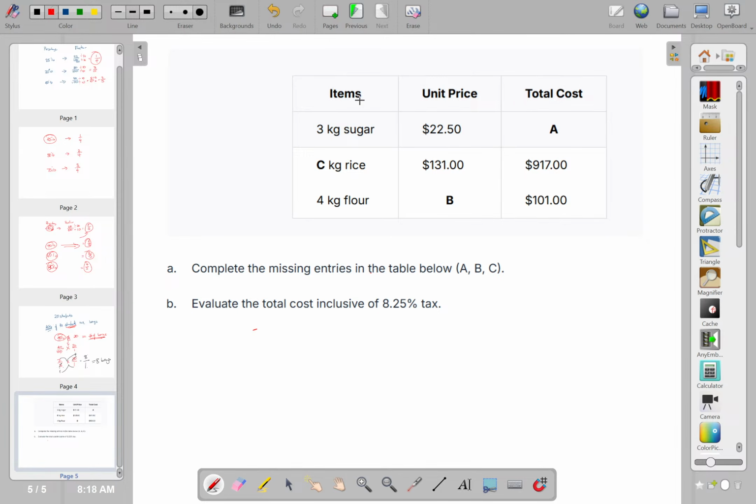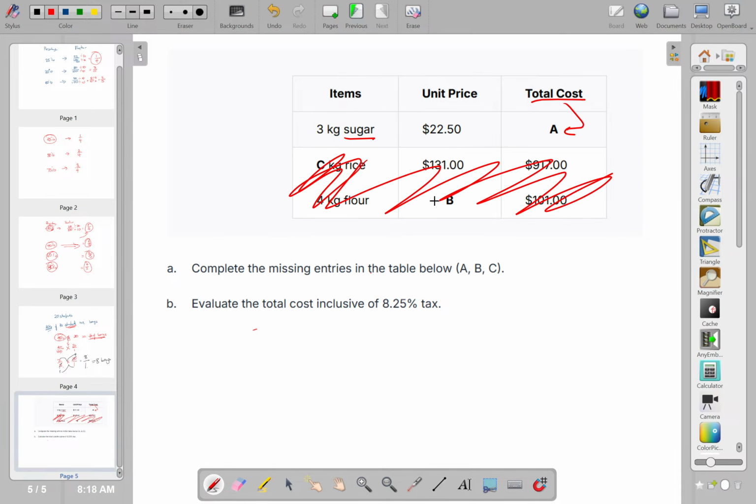So if we want to find A, we want the total cost for the sugar. Just zoom in right there, please. We bought 3 kilograms of sugar. Every kilogram costs $22.50. So what would A be?